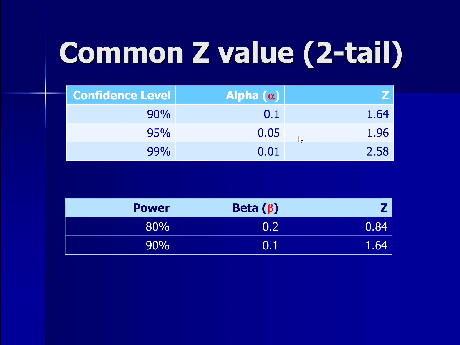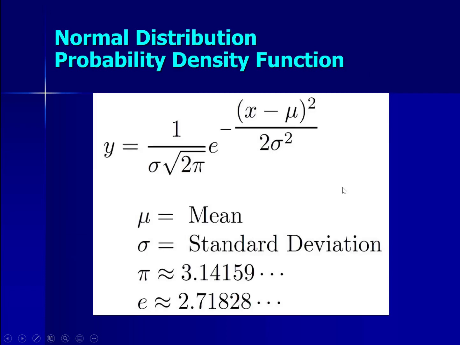We will see what's behind this common value, but for now I just like to introduce these three most common terms: confidence level, alpha, power, and beta. Here is the origin of everything, the normal distribution equation, one of the equations that changed the world. And here is the form of the probability density function.